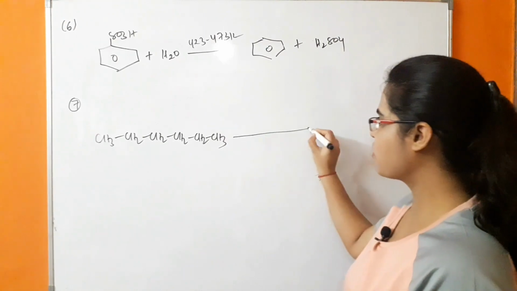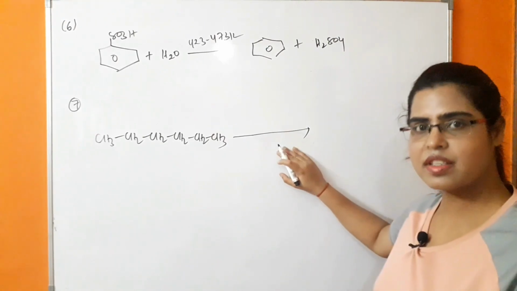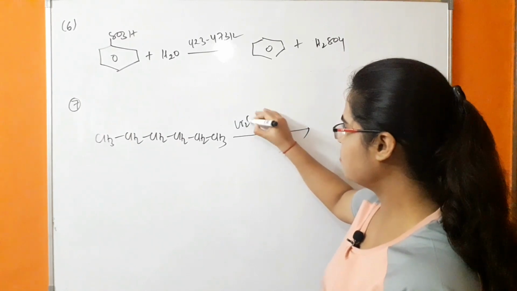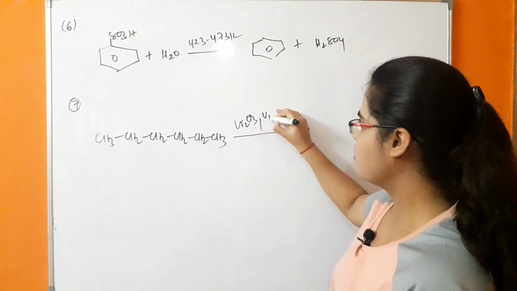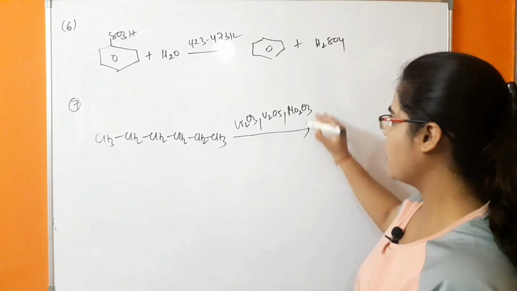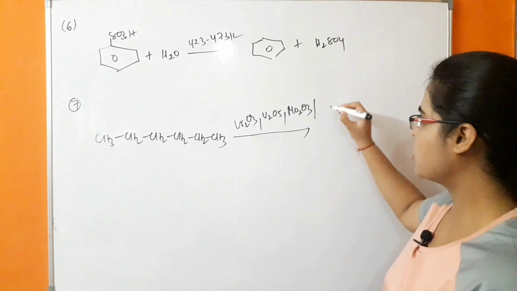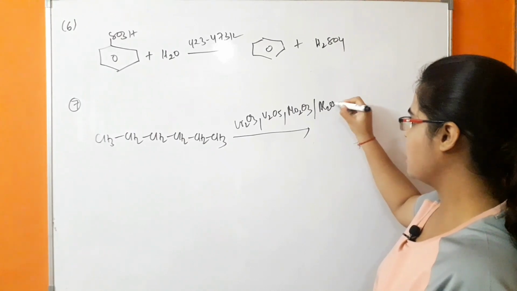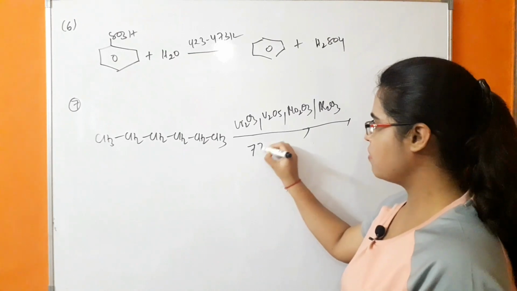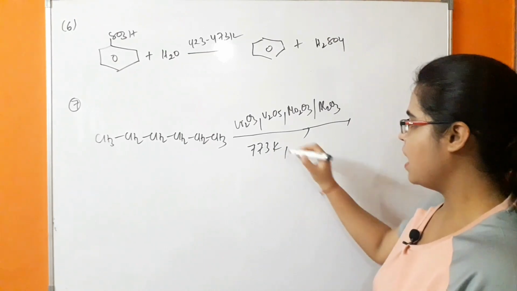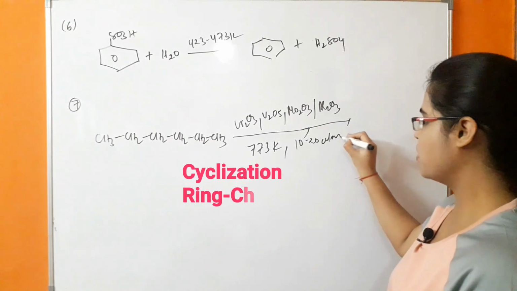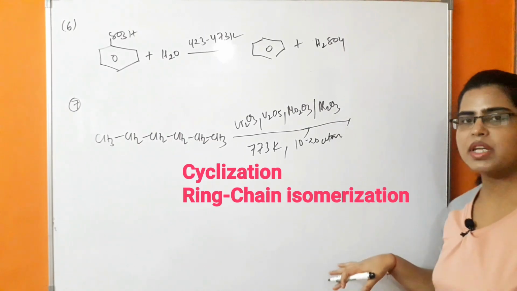So what is happening in this case? In the presence of catalyst. So in this case the catalysts are oxides. So they are chromium trioxide, vanadium pentaoxide, molybdenum trioxide, which is supported by alumina, that is Al2O3. The temperature of the reaction is 773 Kelvin and the pressure conditions are 10 to 20 atmospheric pressure. So what is happening in this case?